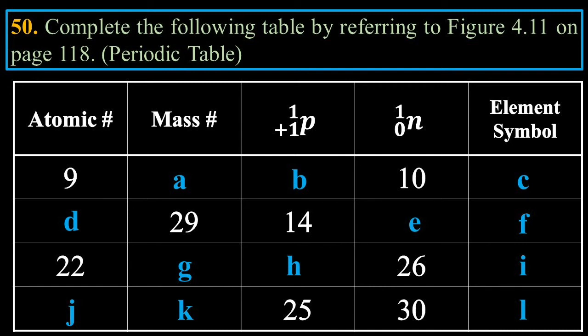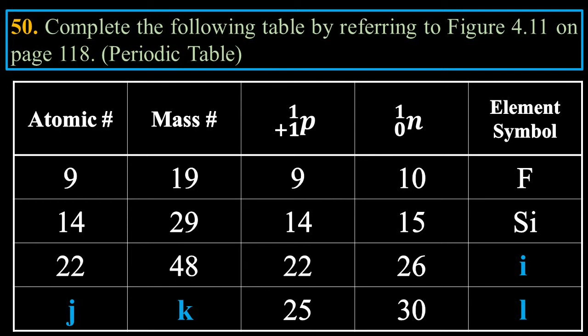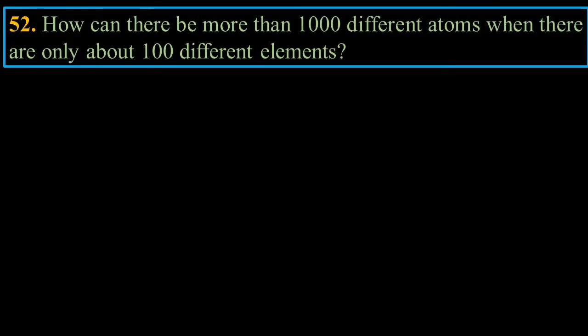Complete the following table by referring to figure 4-11 on page 118, the periodic table. Again, the periodic table you need. Notice how protons and neutrons are written. Okay, so that's fluorine. So we did number 9, 14. How many neutrons? 15. That equals 29, and it's silicon. 22 is the atomic number. So 22 and 26 would be 48. 22 is the number of protons, atomic number. Titanium. J would be 25, the atomic number. And what element is that? Manganese.